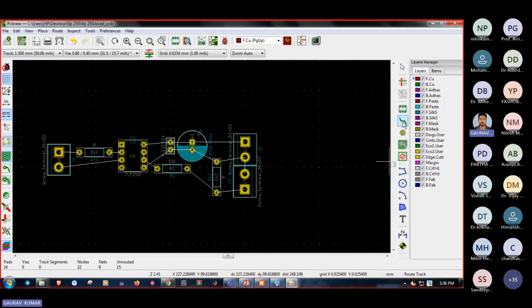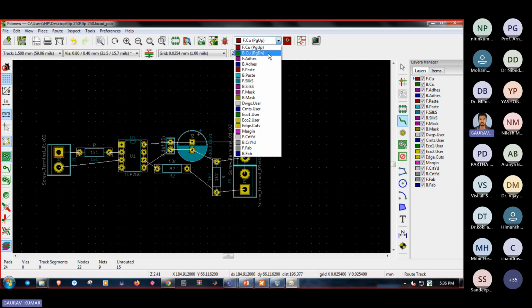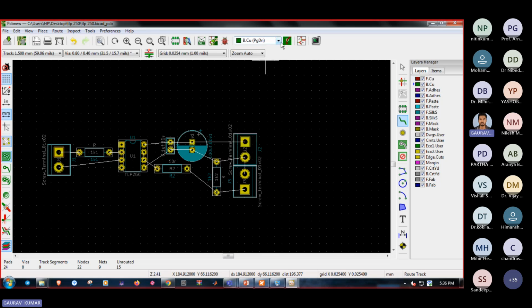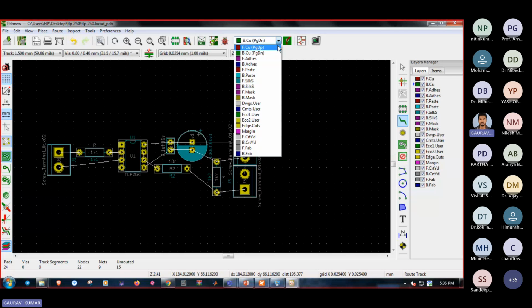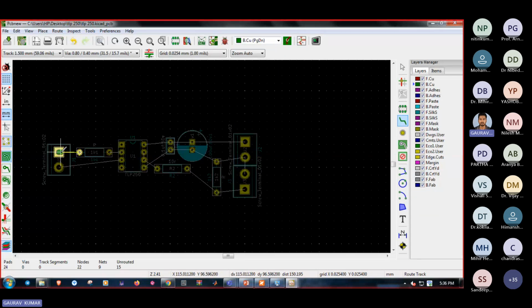Now you place the copper. Firstly, you have to select the bottom copper, because if you are designing a through-hole version of PCB, in which the components are placed through drilling, you have to select the bottom copper. If you want to make a surface-mounted PCB, then you have to select the front copper. So I have selected the bottom copper. Now you have to connect all those things according to the lines.